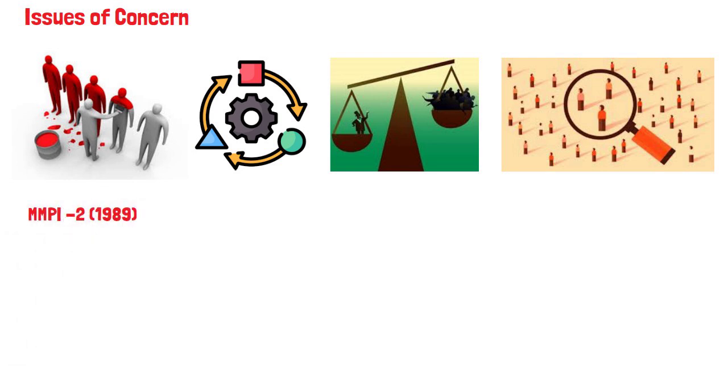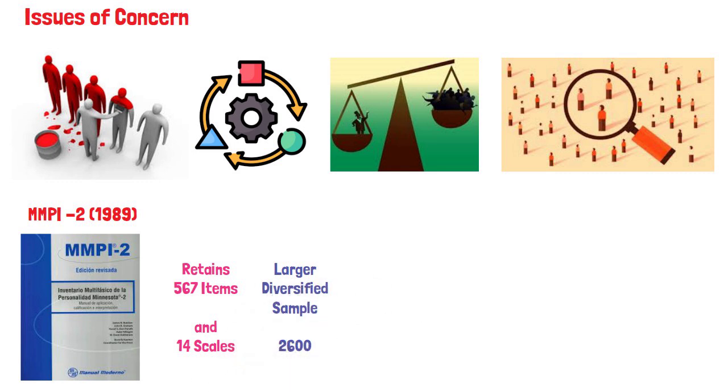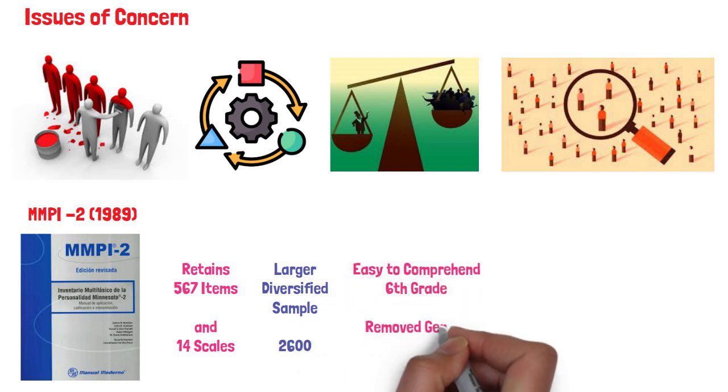These shortcomings led to the release of the MMPI-2 by James N. Butcher, W. Grant Dahlstrom, John R. Graham, Auke Tellegen, and Beverly Kaemmer in 1989. This assessment retains the original total of 567 items with the same corresponding 14 scales with the original number of questions from the test. Test items were revised based upon a larger and more diverse sample size of 2,600, attuned to a 6th grade reading level.